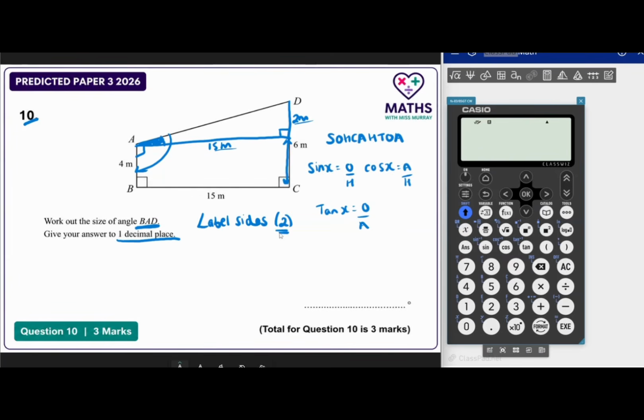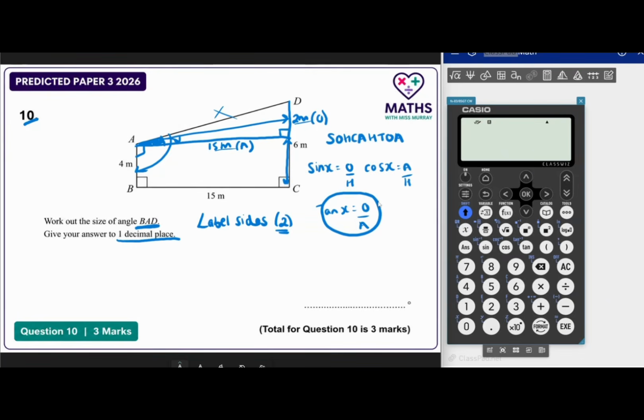So I am going to label, this is the angle I'm trying to find here. This side here is opposite that angle. So opposite the angle is always O. Opposite the right angle is always H, but that side we're not interested in for this question. And the side that's between the angle and the right angle, next to this angle here, is the adjacent side. Adjacent means next to. So I've got A and O here. That is telling me that I am using tan of x is O over A.